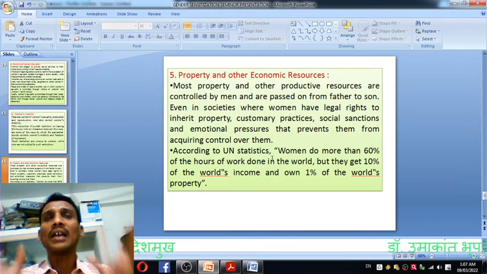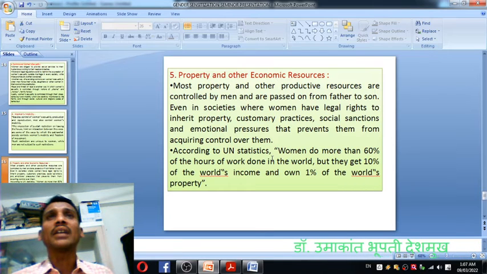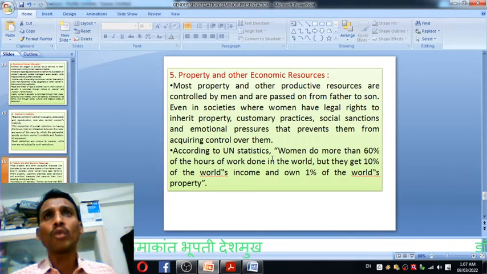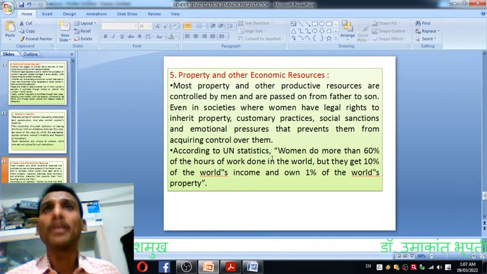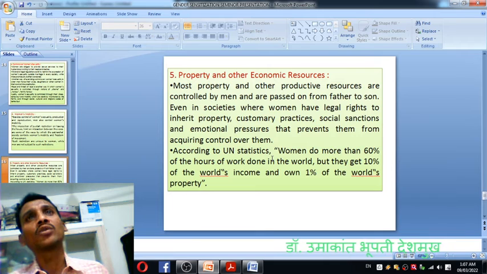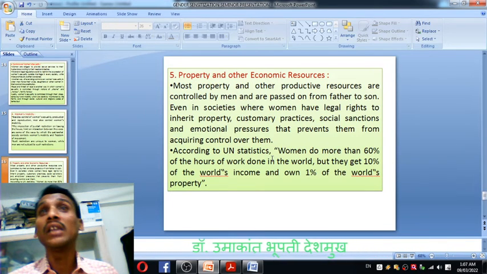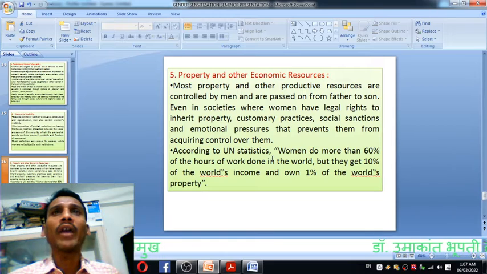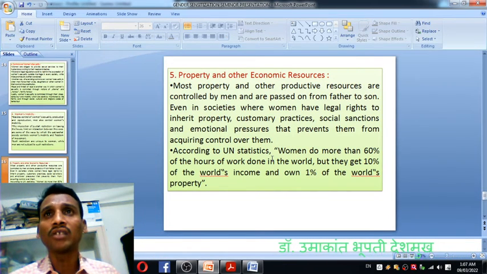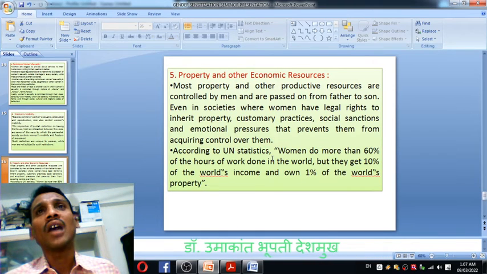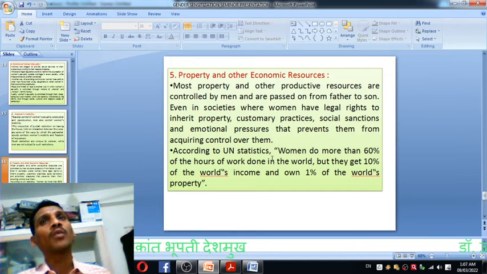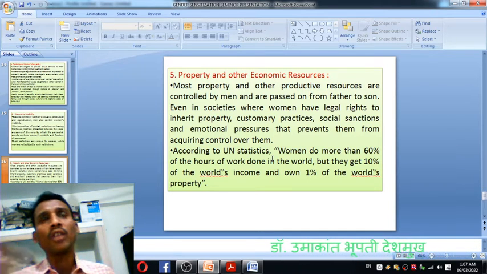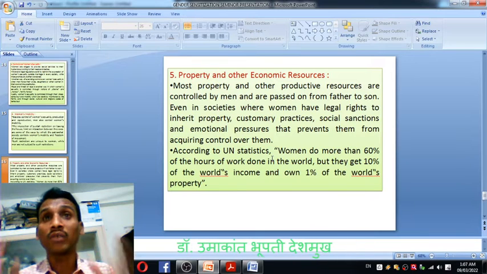And the last way by which men control women is property and other economic resources. Mostly, property and other productive resources are controlled by men and are passed on from father to son. Even in societies where women have legal rights to inherit property, customary practices, social sanctions and emotional pressure prevent them from acquiring control over it. According to United Nations statistics, women do more than 60% of the hours of work done in the world, but they get only 10% of the world's income and own about 1% of the world's total property.